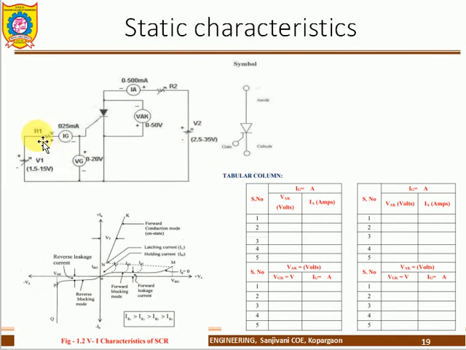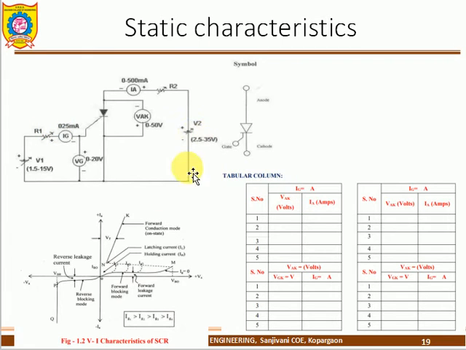So this is the left hand side. The variable resistance is used to set the gate current, like 0.5 milliampere, 0.6 milliampere, 0.7 milliampere or 0.9 milliampere. You are going to vary the gate current. Once I fix the gate current at 0.6 milliamperes, what do you want to do after that?